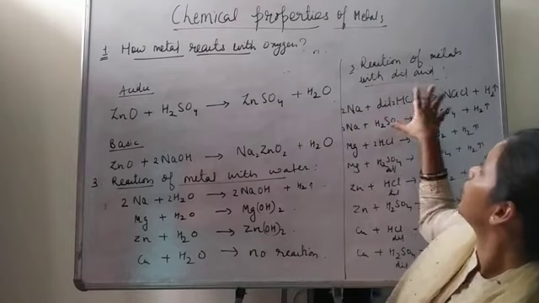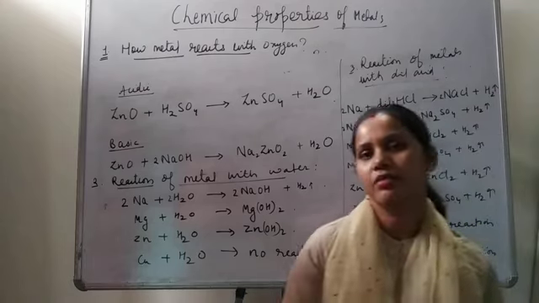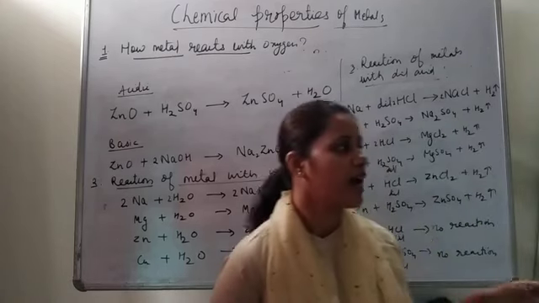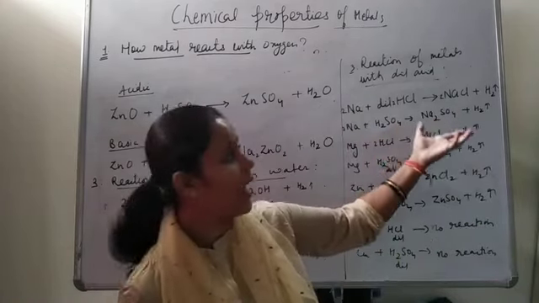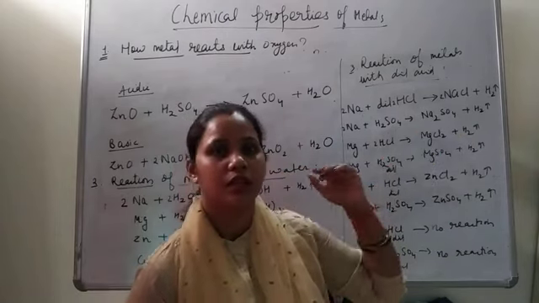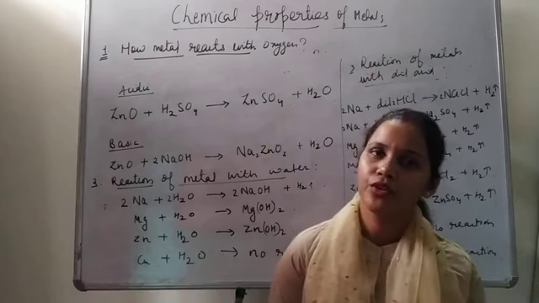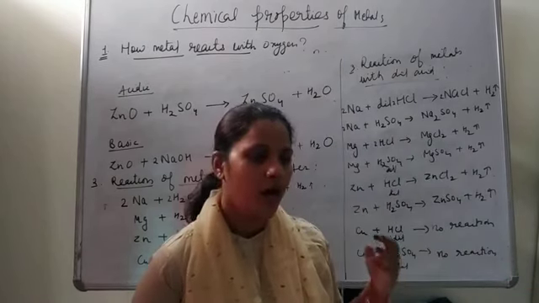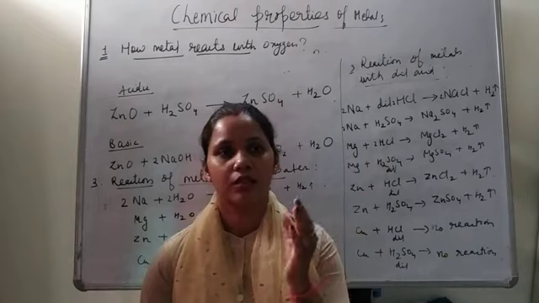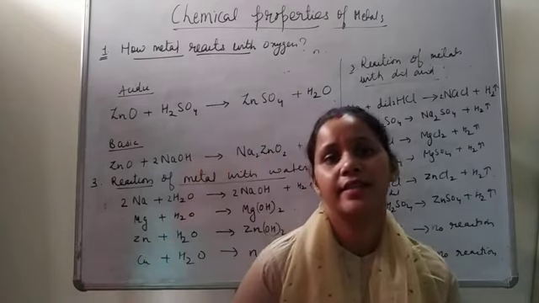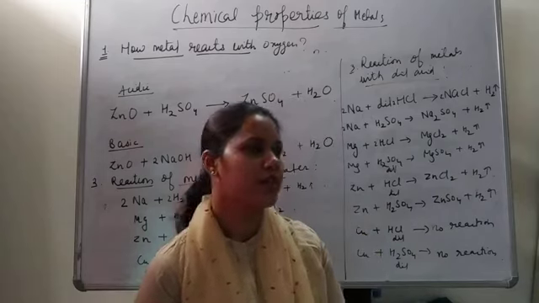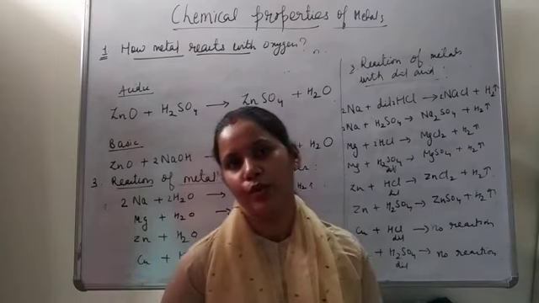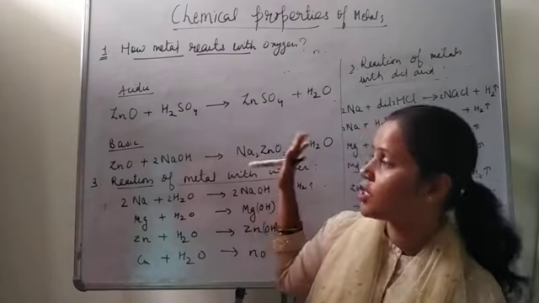Then we have seen how metals react with dilute acid. Metals react with dilute acid to form metal salt and liberate hydrogen gas. The metals which are more reactive than hydrogen displace hydrogen from the solution, whereas the metals which are less reactive than hydrogen do not displace hydrogen from the reaction. Okay, so I think this much is clear.